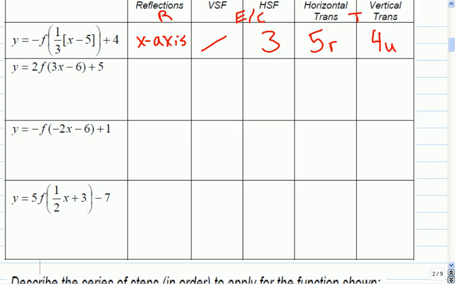So before we do anything to this next one, we should start in the margin here by rewriting this. Like that. I factored out the horizontal stretch factor. Because you might be tempted to say that there's been a translation 6 units to the right. That's not correct. It's actually only moved 2 units to the right.